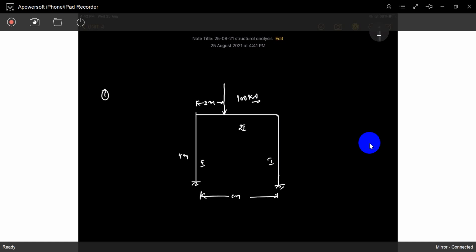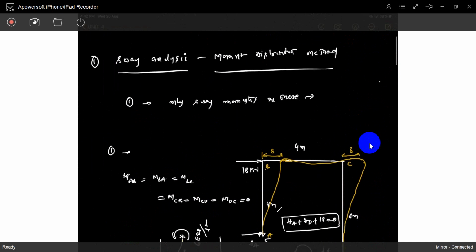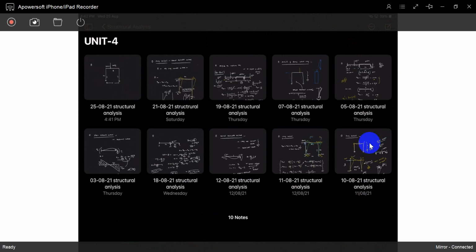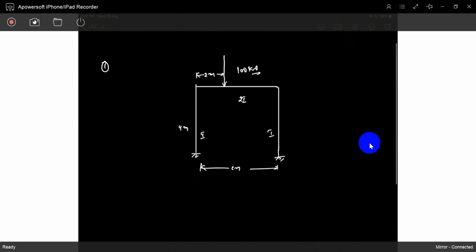In the previous problem there was no loading on the beam, only the sway force was there. At the joint it's only the sway force, so there are no fixed end moments, nothing. So today we will solve a larger problem. How can we solve it?